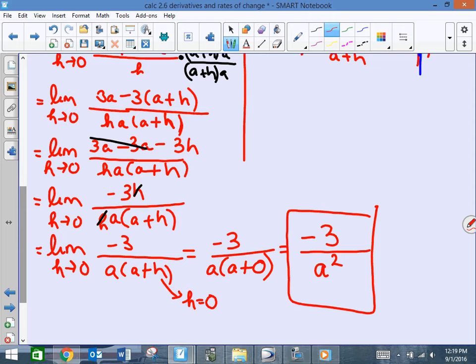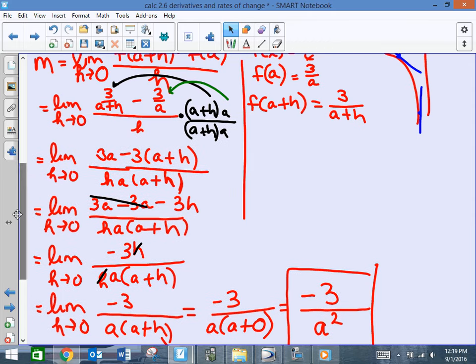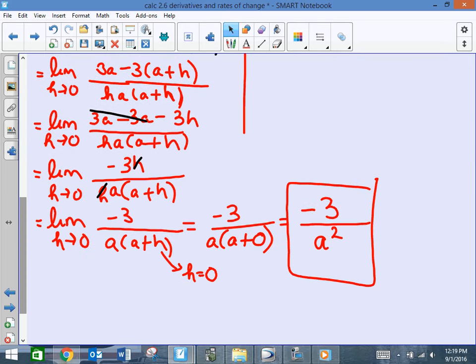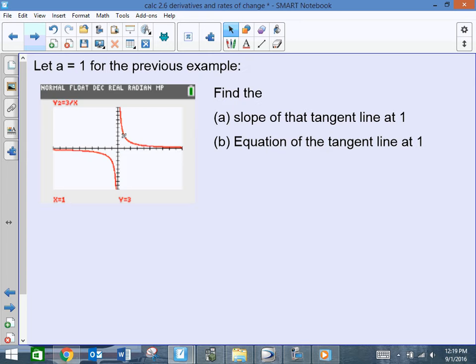Okay? Does anybody have a question about any of the algebra? The limit is -3A squared over A squared. Yes. So the limit. Remember, the slope is this limit. The slope is this limit. So, yes. Yes, Christina. Well, looky here. That's what we're going to do next. You're so smart.